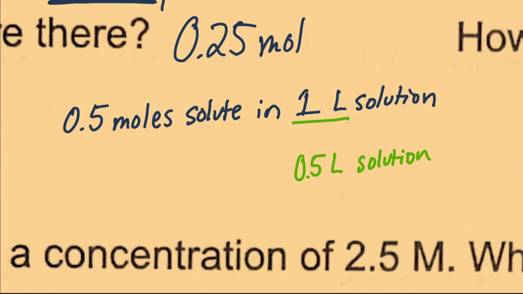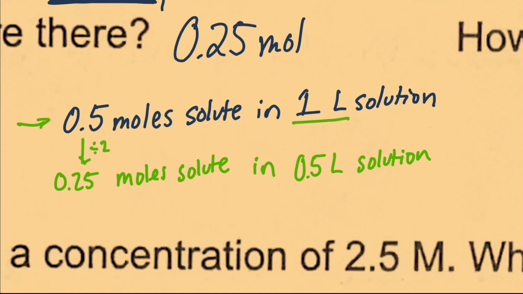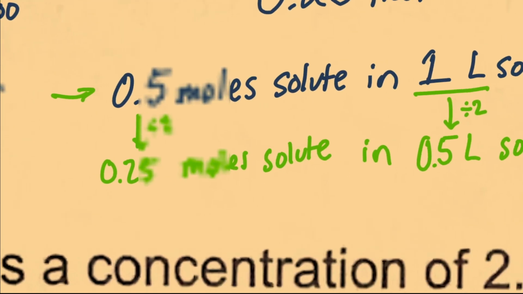I hope that we can see that 0.5 is half of 1. And if we have half the amount of solution, as we do in our definition, then we should also have half the number of moles of solute. So that's going to be 0.25. That's 0.5 divided by 2, right, because this was divided by 2. So that's 0.25 moles of solute.